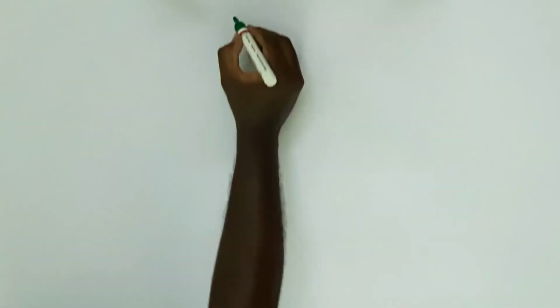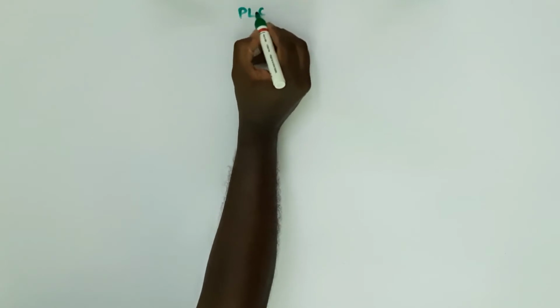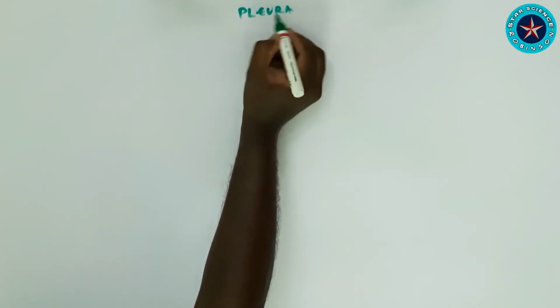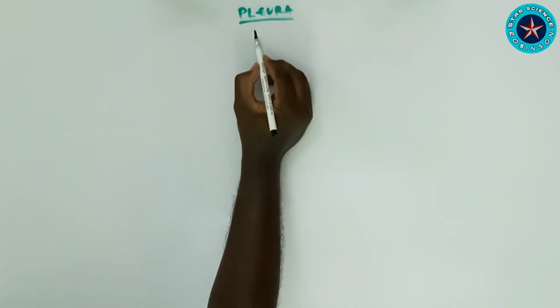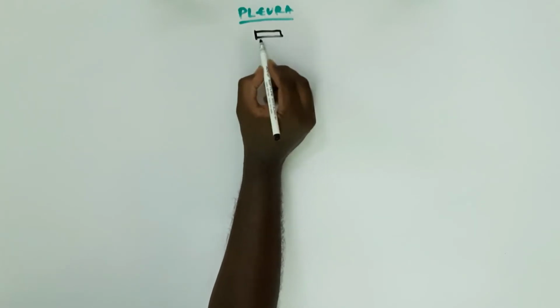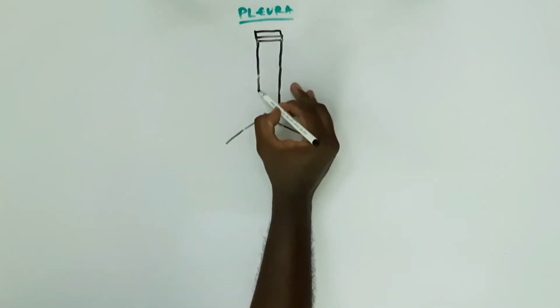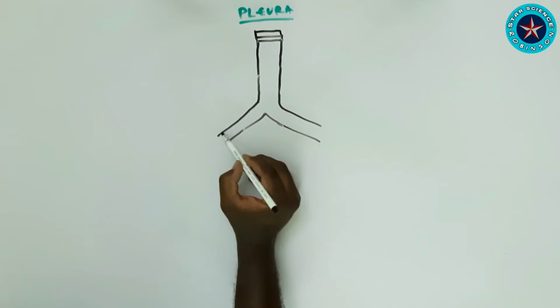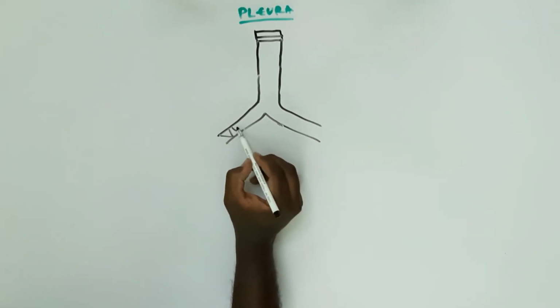Let's get to the topic. Pleura. So today we are going to see about pleura. Pleura is a serous membrane which is lined by mesothelium, and each lung is enclosed and protected by a double-layered serous membrane. It is called the pleural membrane.